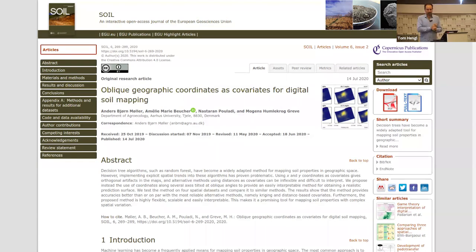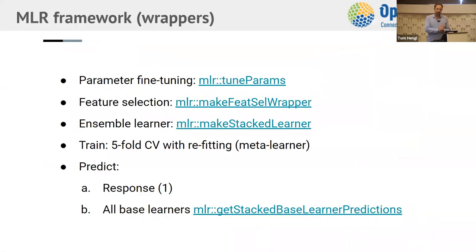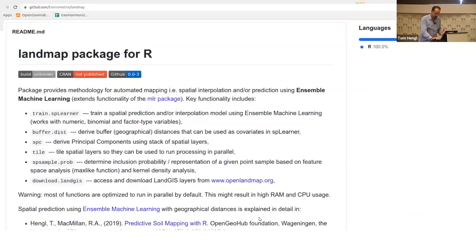I looked at that algorithm and said, okay, let's implement that. So I put that in the landmap package. I want to show you this landmap package, also because of the time. So here's my landmap.